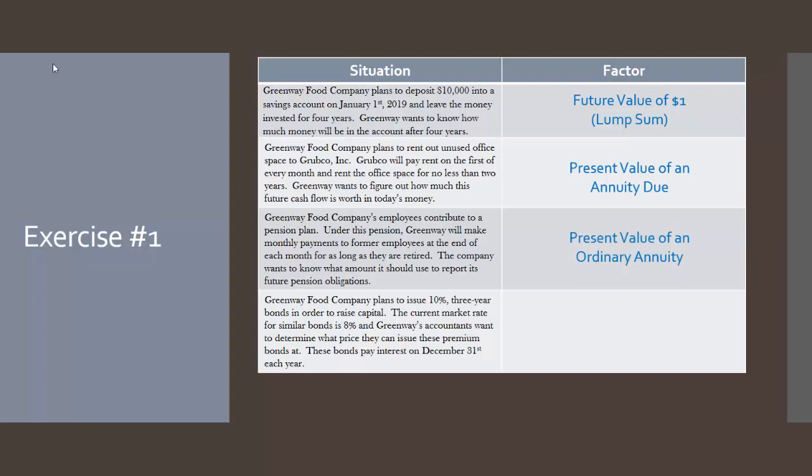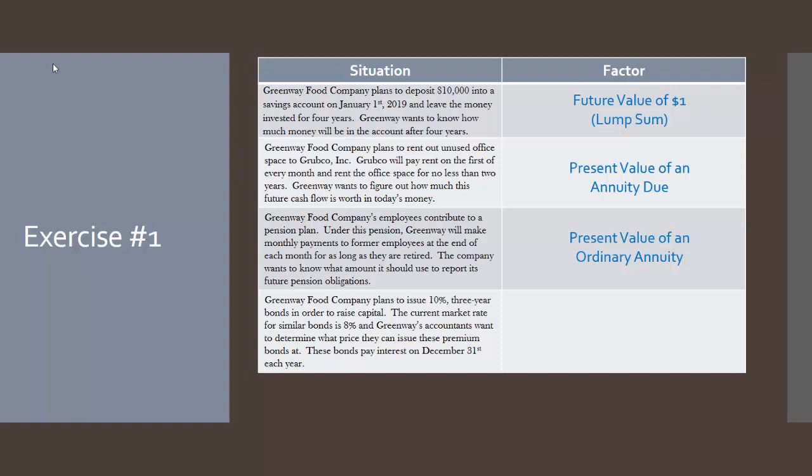In the fourth situation, Greenway Food Company plans to issue 10% 3-year bonds in order to raise capital. The current market rate for similar bonds is 8%, and Greenway's accountants want to determine what price they can issue these bonds at. These bonds pay interest on December 31st, the end of every period. Well, what factor are we going to use here? For bonds, it's tricky because there's two things, right? If you have a bond, you receive a series of interest payments as your return each year until the bond matures. In this case, it's a 3-year bond.